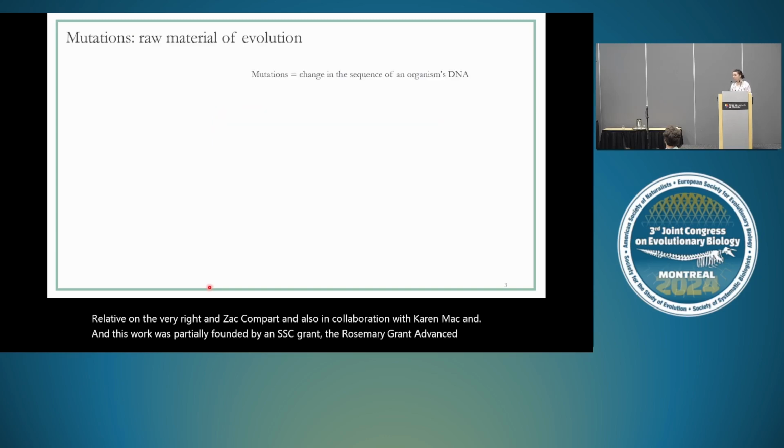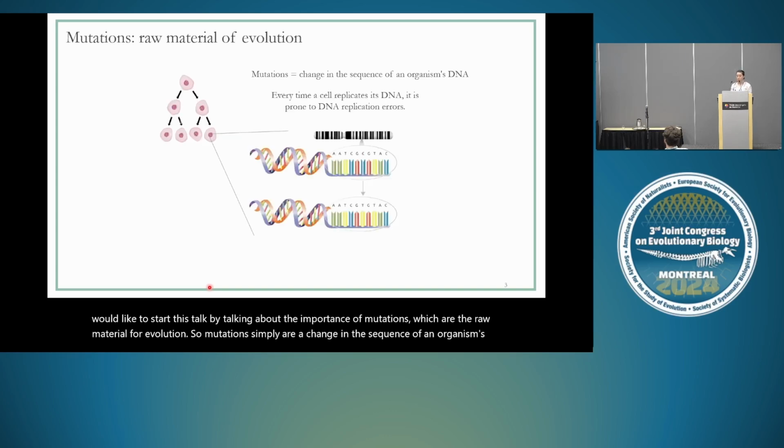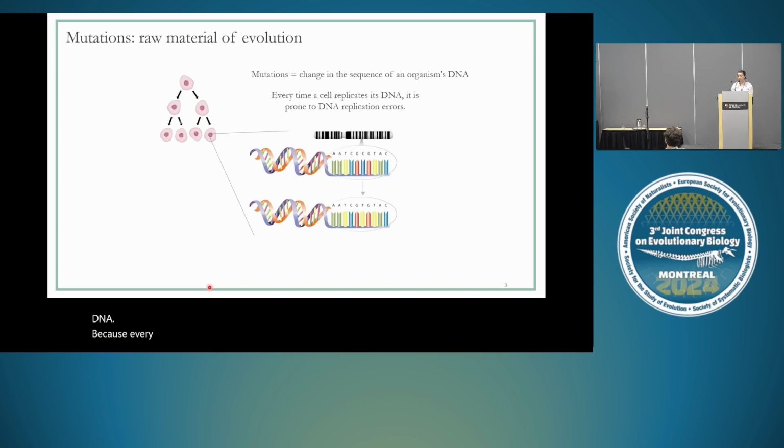I would like to start this talk by talking about the importance of mutations, which are the raw material for evolution. So mutations simply are a change in the sequence of an organism's DNA, because every time a cell replicates its DNA, it's prone to errors, like here simply you have a C that changes to a T.